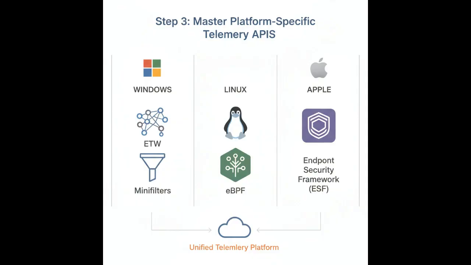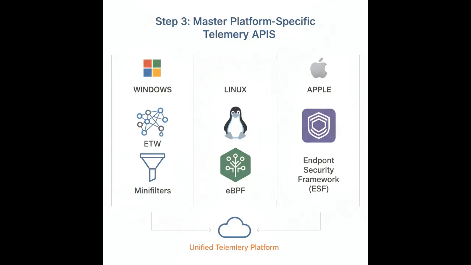On Windows, we rely on two key technologies. First, Event Tracing for Windows, or ETW, which is a highly efficient, low-overhead facility for consuming system events. For preemptive control over file operations, we use mini-filter drivers. On Linux, the modern standard is the Extended Berkeley Packet Filter, or eBPF. This revolutionary technology allows us to safely run sandboxed programs inside the kernel itself, using hooks like kprobes to trace system calls with incredible performance.